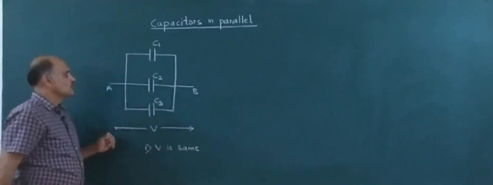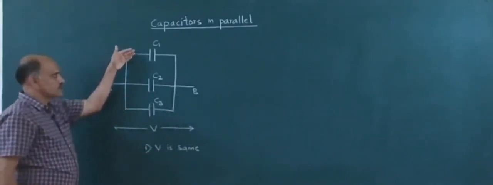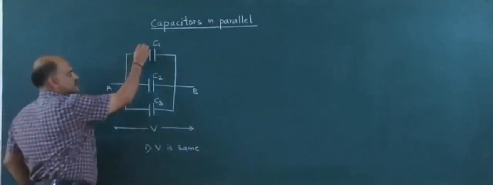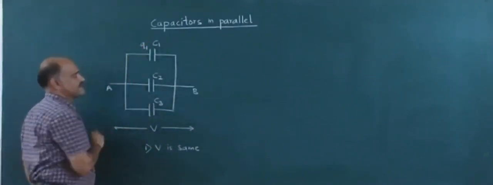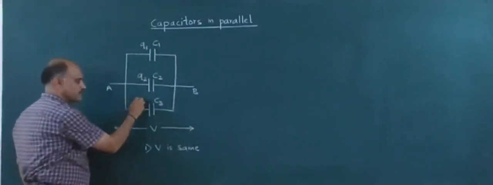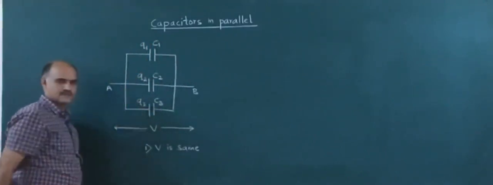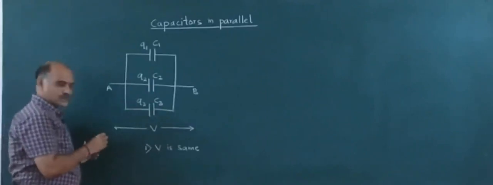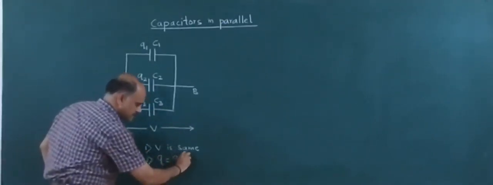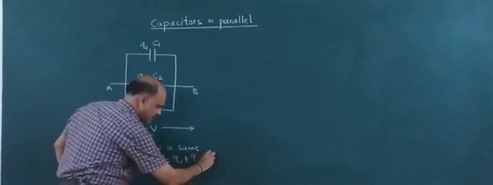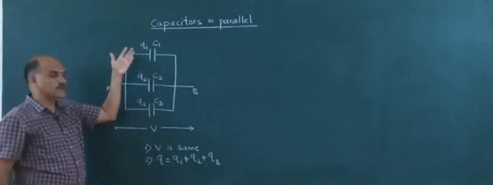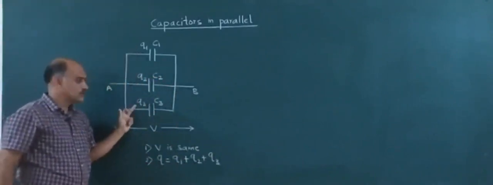Second, total charge is equal to the sum of individual charges. So the charge in capacitor C1 I will take as Q1, in C2 as Q2, in C3 as Q3. So the total charge will be equal to Q1 plus Q2 plus Q3.